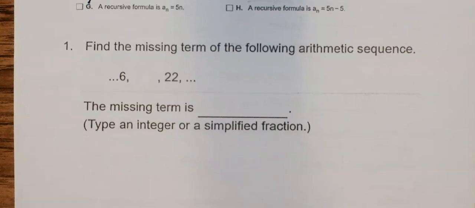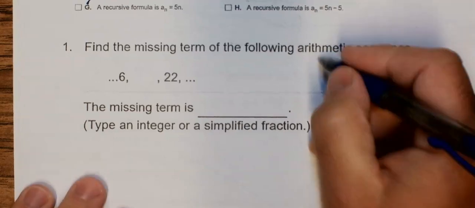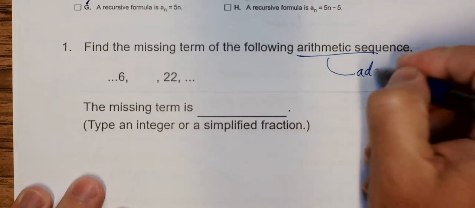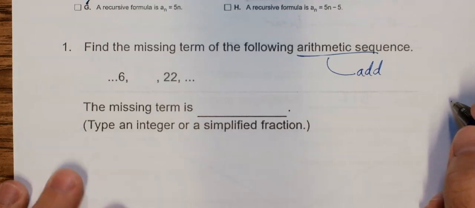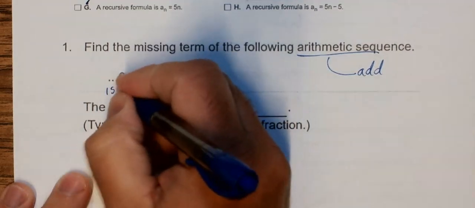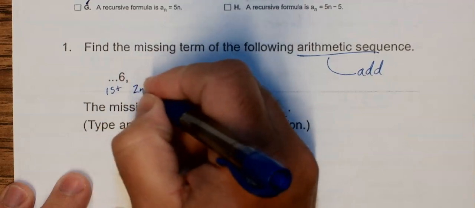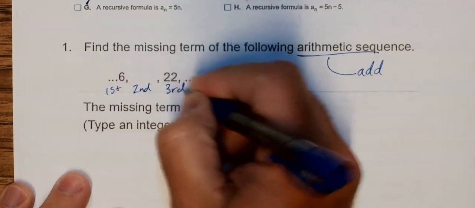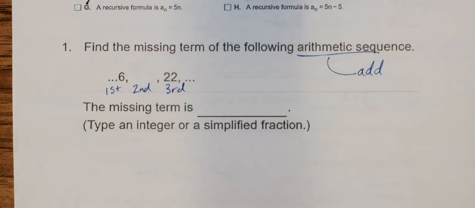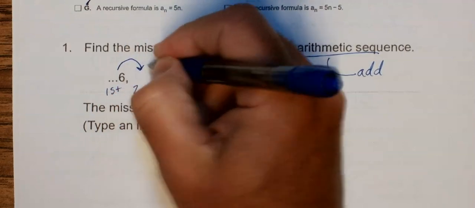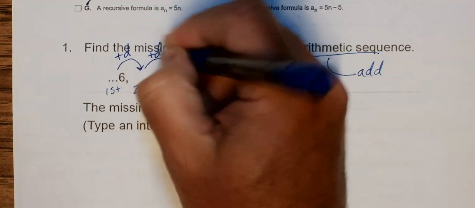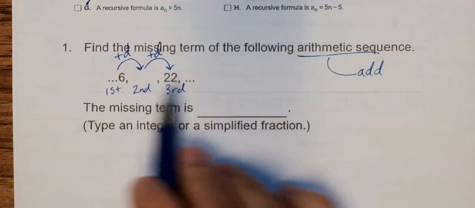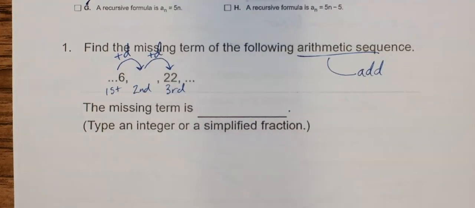This question 1, find the missing term of the following. They tell me arithmetic sequence. We know that means we're adding. We have the first term. We are missing the second term. We have the third term. That's kind of the way we should view this. How many times are we adding the common difference to go from the first term to the third term? How many times?